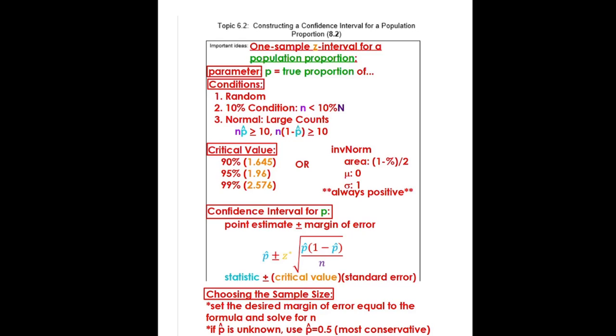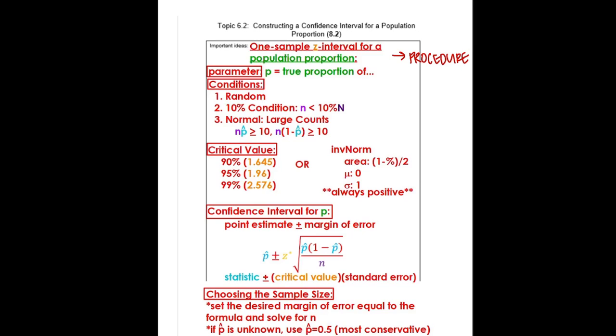Okay, and I have a couple things I want to add to this. Beginning, the one I have written at the top is called one-sample interval for a population proportion. This is the procedure name. It's going to be important for us to identify the procedure for each of these problems. So that's the name of the procedure. We have our parameter, the true proportion. We want to identify that.